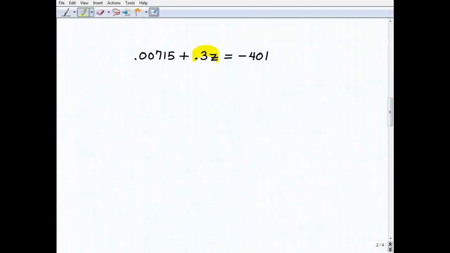In this equation, 0.3z is our variable term. So we're going to subtract 0.00715 from both sides of the equation. Another thing I want to mention here is give yourself enough room to work.